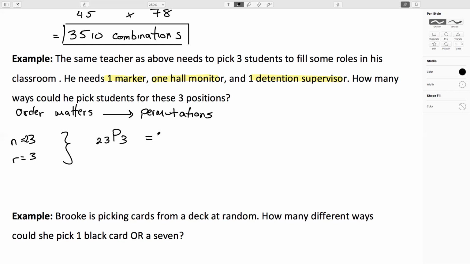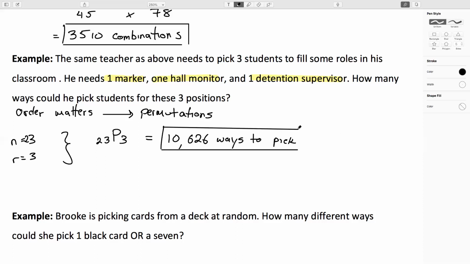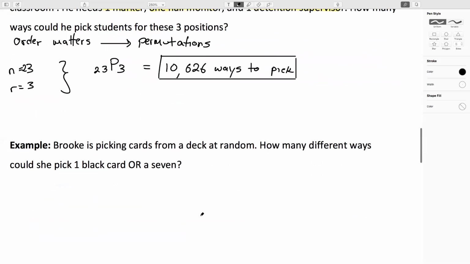equals 10,626 different ways to pick. And I'm just doing these on my calculator. You can do them by hand if you want, but at this point, use your calculator. It'll save you a bit of time.